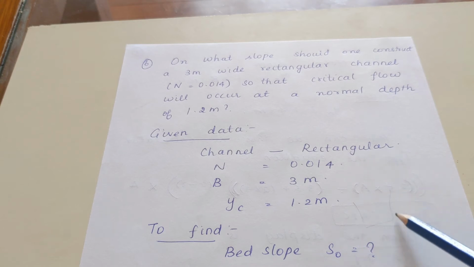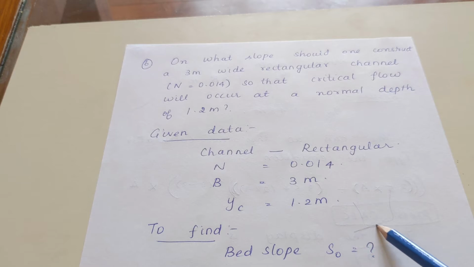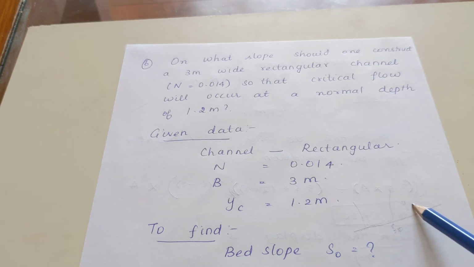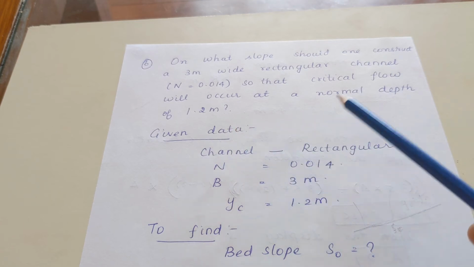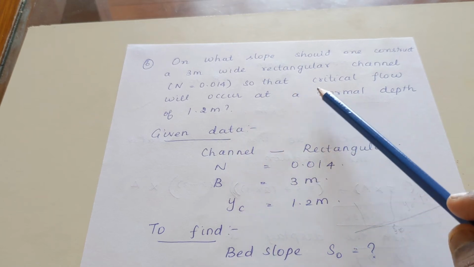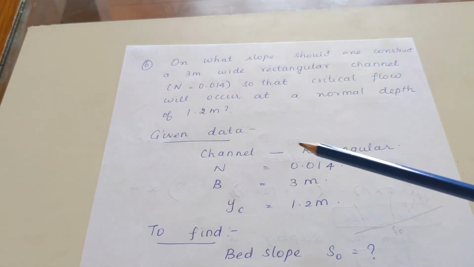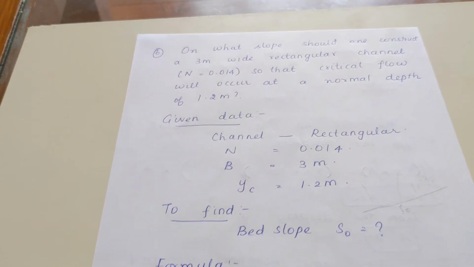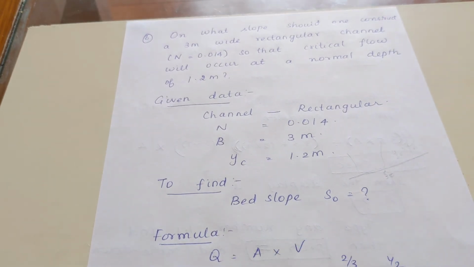There is one rectangular channel. We have to construct this rectangular channel at which slope, so that your critical depth will be equal to your normal depth. Critical depth will be equal to your normal depth of 1.2 meter. That is, both the depths are equal to 1.2 meter. If the condition is like this, what will be the slope? You have to find it out. Okay. So here bed slope you have to find.